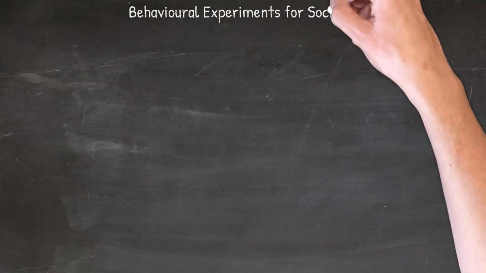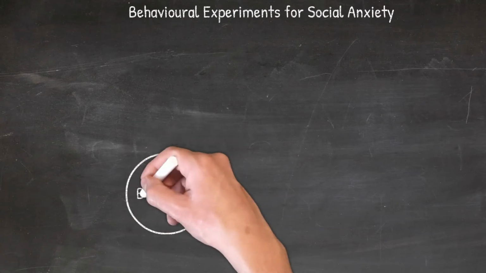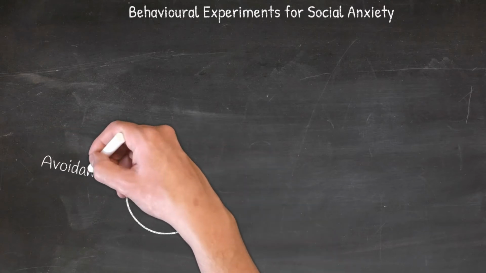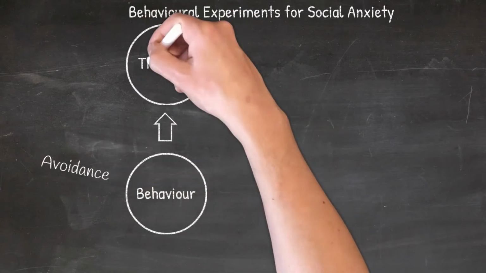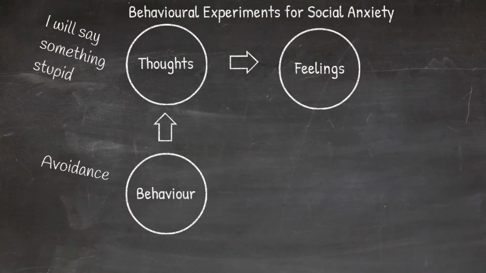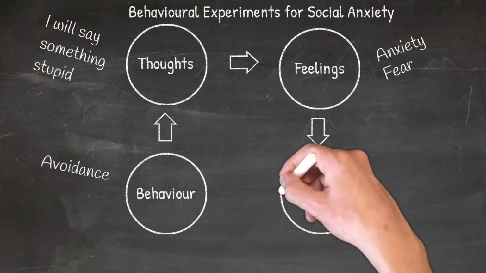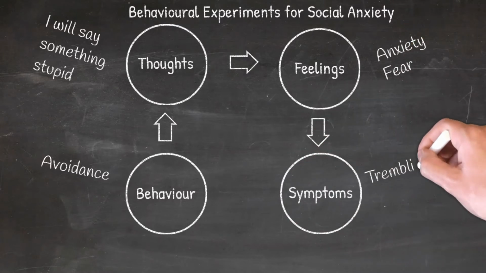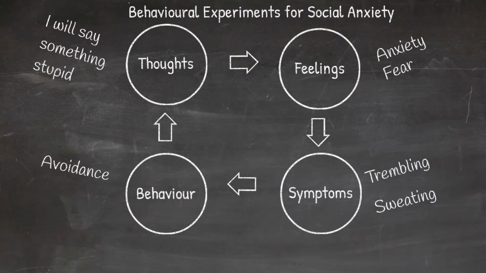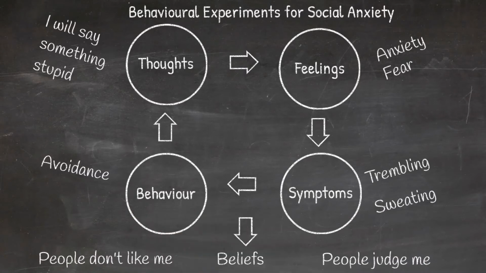Behavioural experiments are the most powerful tool in the CBT toolbox, and they are particularly effective for social anxiety. In my previous videos on social anxiety, you learned how avoidance behaviours reinforce the beliefs you have about yourself and the world around you. You know, things like people don't like me, I always say something stupid, or people are always judging me. No matter how many times you are told that these things are not true, you will still believe that they are.